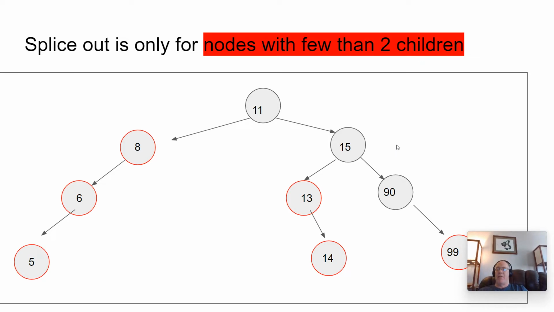When you splice out a node, it is going to be a node that has fewer than two children. That means it can be a leaf node, a node with no children, or a node, of course, with one child. In the example tree we see here, nodes that are circled in red, that is to say nodes with key values 8, 6, 5, 13, 14, and 99, each are candidates for doing splicing out.